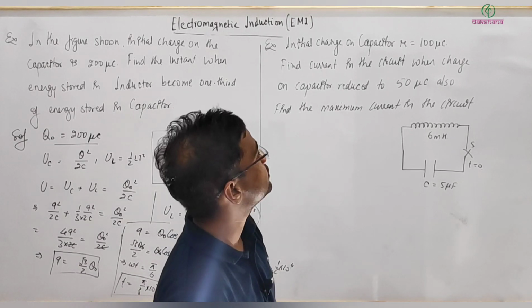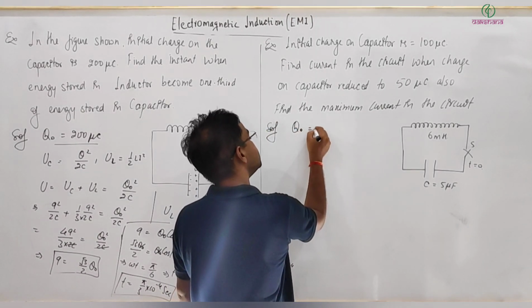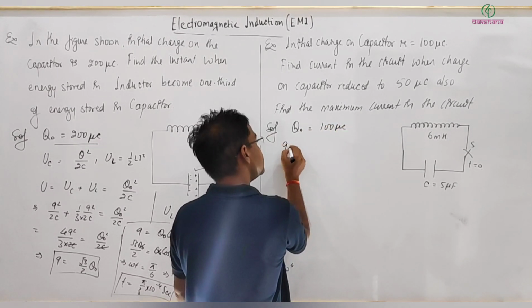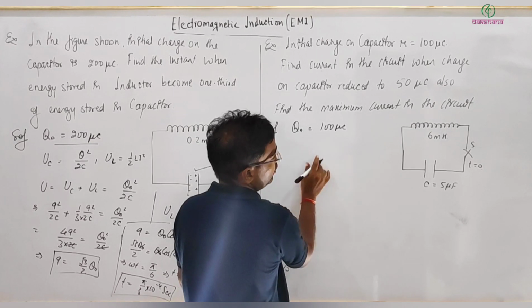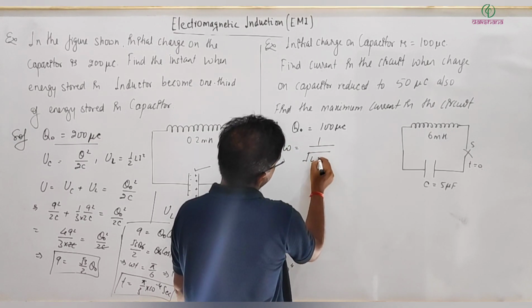So, the initial charge on the capacitor. Again here I can write Q naught is equal to what? 100 microcoulomb, and I can write charge Q. Let me first get omega also. So omega will be here what? 1 by under root LC.